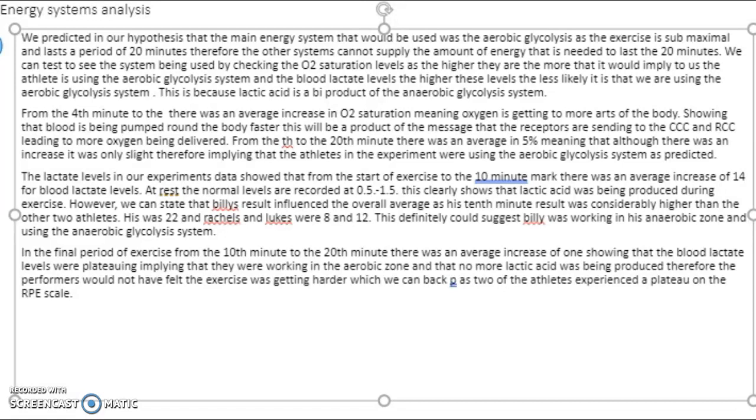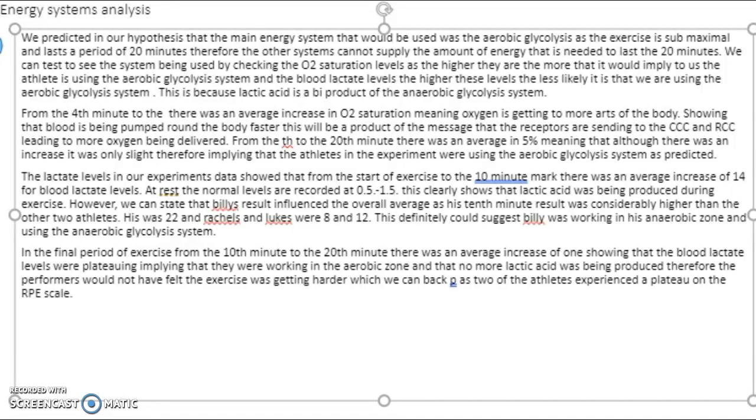From the 4th minute to the 6th minute, there is an increase in O2 saturation, meaning oxygen is getting to more parts of the body, showing that more blood is being pumped around the body faster. This message will be detected by receptors and sent to the CCC and RCC, leading to more oxygen being delivered.